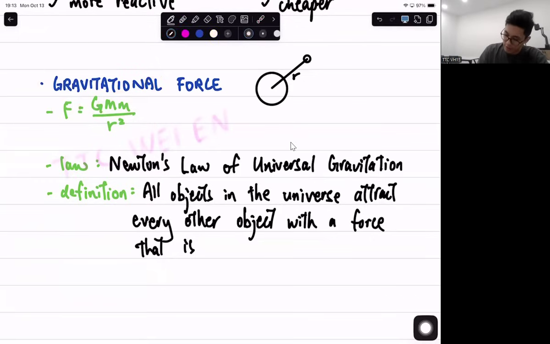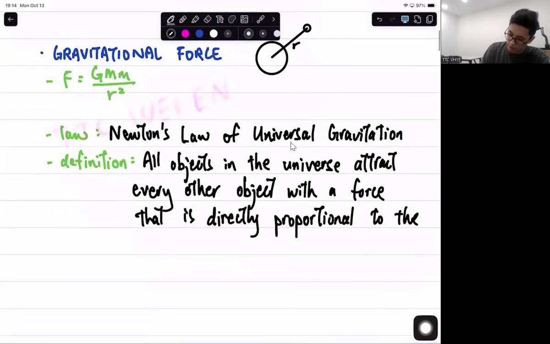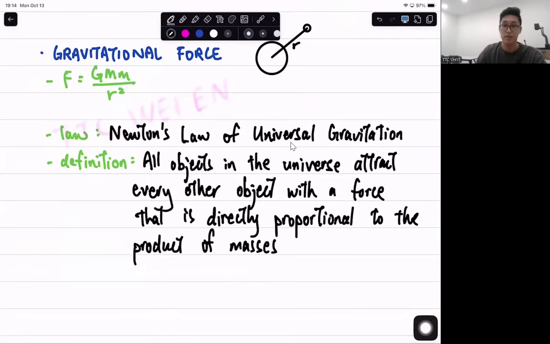So we can say the force is directly proportional. The force is directly proportional to the product of masses. Okay, directly proportional to the product of masses.